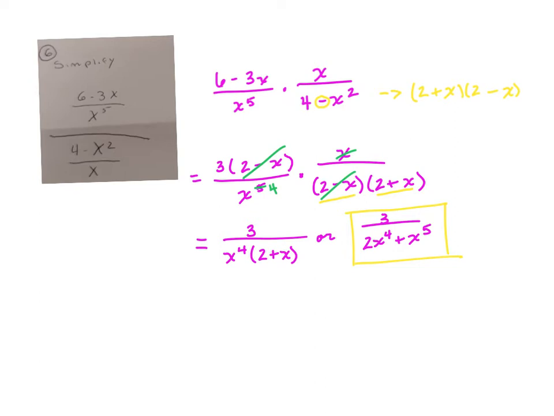So once I cancel out the common factors, top and bottom, I'm left with just a 3 on the top. And on the bottom, I'm left with an x to the fourth and a factor of 2 plus x. Now, you can leave it like that, I would assume, or you could multiply the x to the fourth through. I don't think it matters. I'm going to box in both of these. These are both perfectly legitimate forms of your answer.